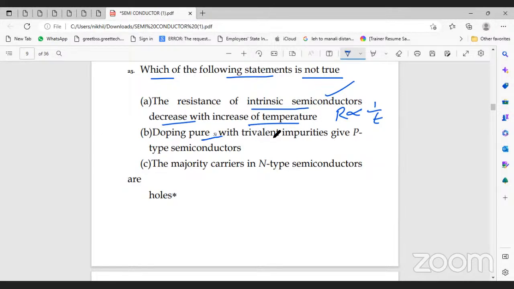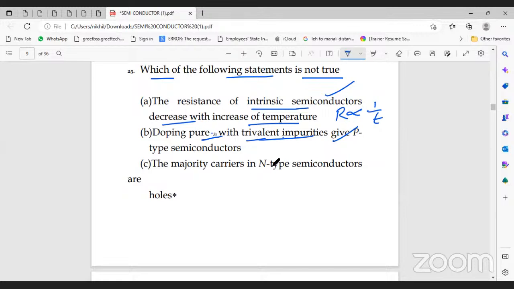Doping pure silicon with trivalent impurities gives a p-type semiconductor. Correct, no? Trivalent means there will be only 3 electrons. There will be one shortage of electron, so a hole is going to be created. So it becomes a p-type semiconductor. This is also true.